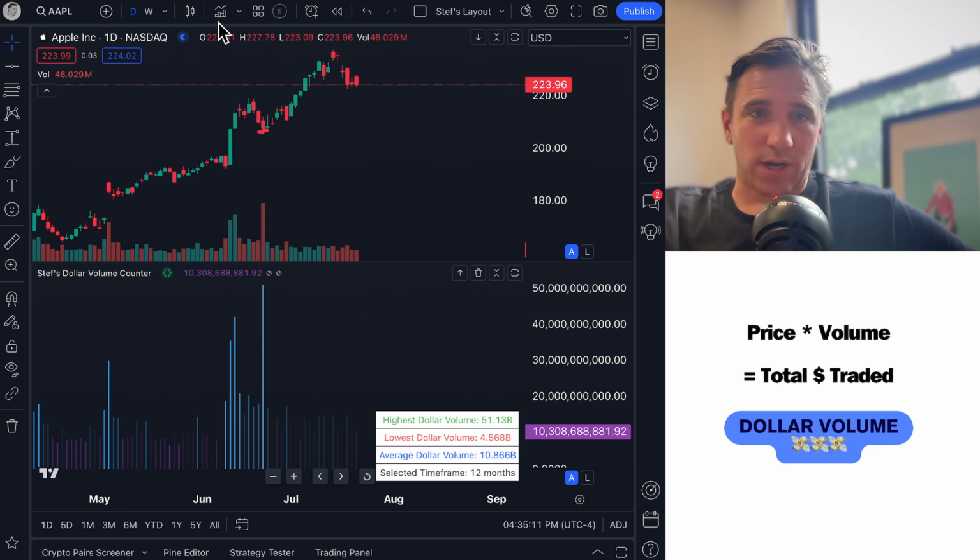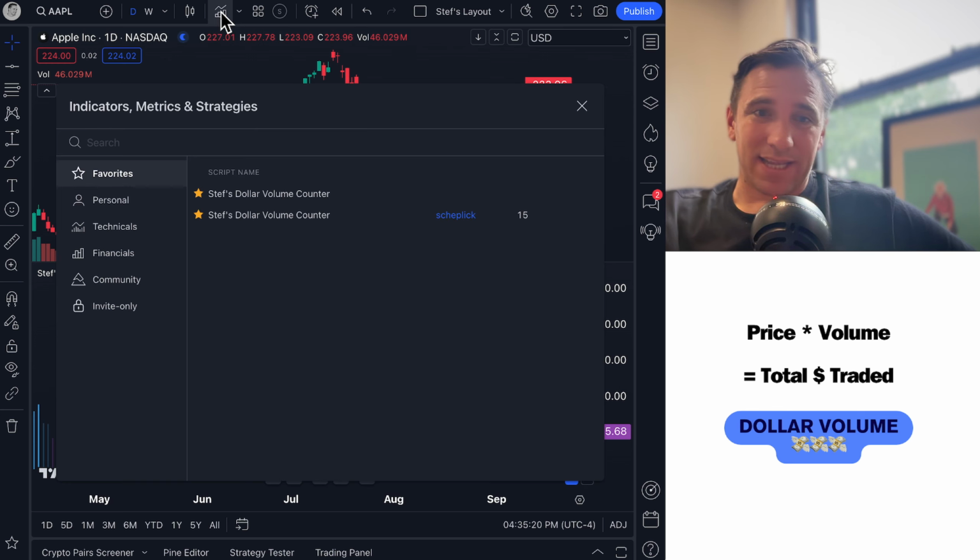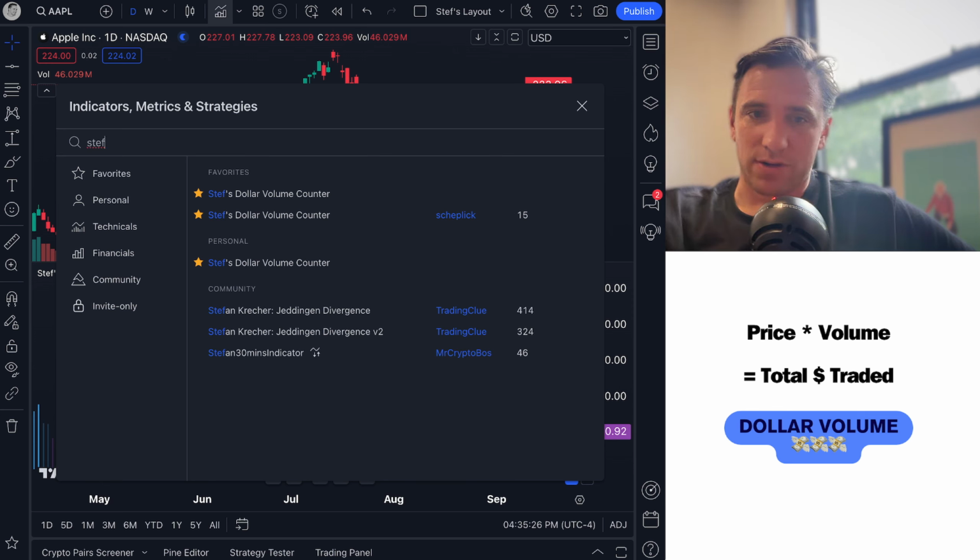Okay, so let me get started by saying if you want to access my dollar volume counter, you go to tradingview.com, open up your chart, tradingview.com/chart. There's an indicators, metrics, and strategies button up here at the top, which we can click. And then, of course, all we have to do is just search for Stef's dollar volume counter, and you'll see it right there. I've got it favorited. Please give it a favorite. It does help me. Click it, and you will have it added to your chart. You just click, and it's on your chart.